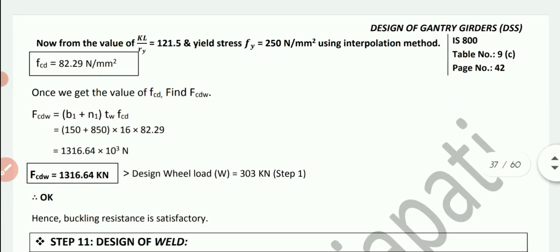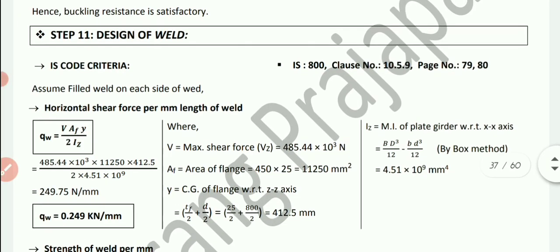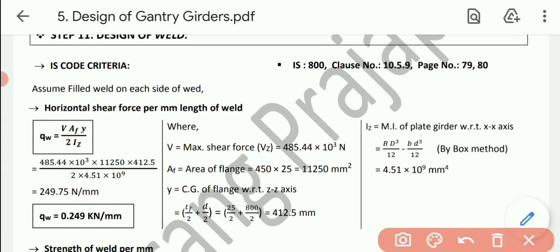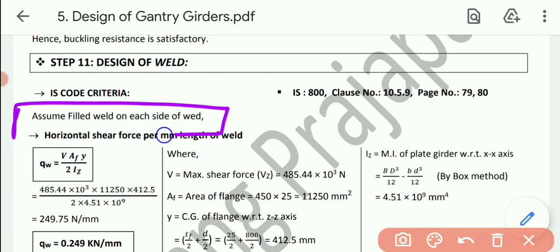Now step number 11, that is design of weld. For the design of weld, we know the criteria. First of all, we always provide a fillet weld, so we are going to provide the fillet weld. For that, what we need to calculate first is the horizontal shear force for the weld. This is our requirement criteria.